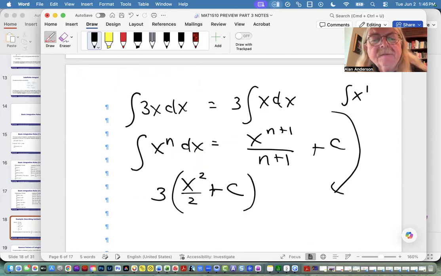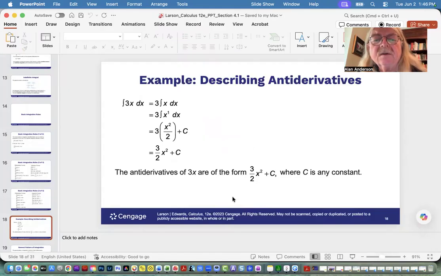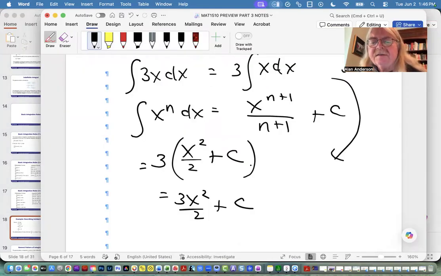and by the way, since this c is just a constant, you don't have to bother multiplying it by 3. You can leave it as c. It's understood that this is a constant whose value we don't know. So therefore, you can just leave it like that.